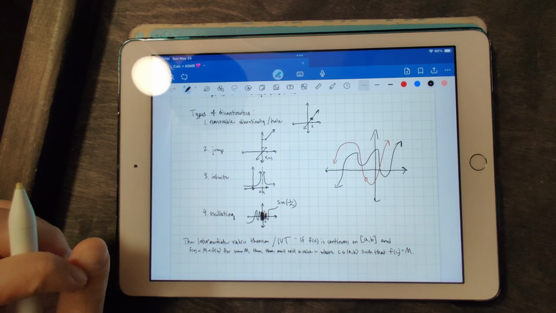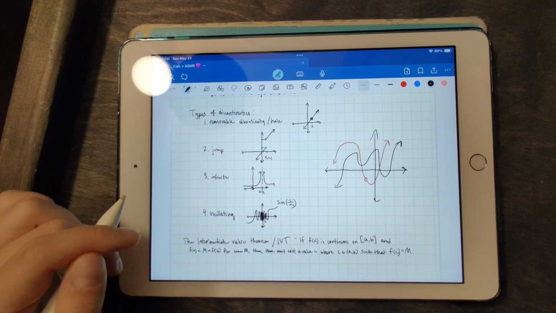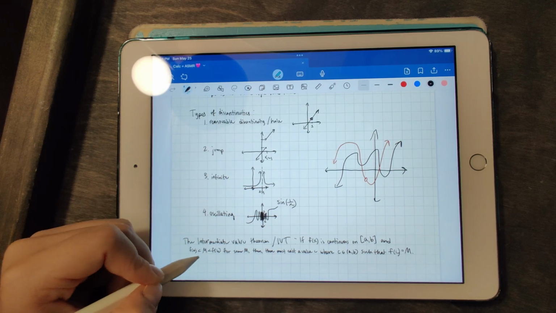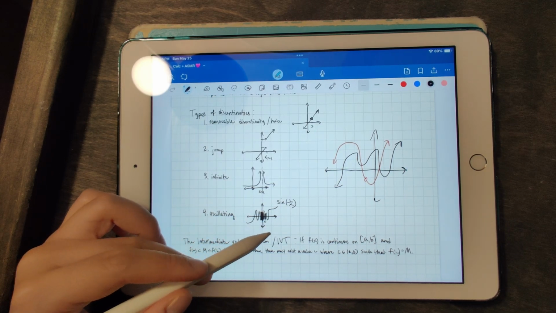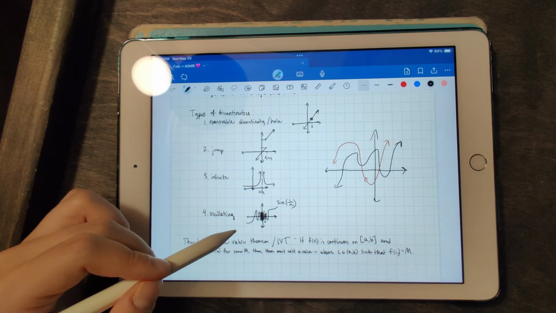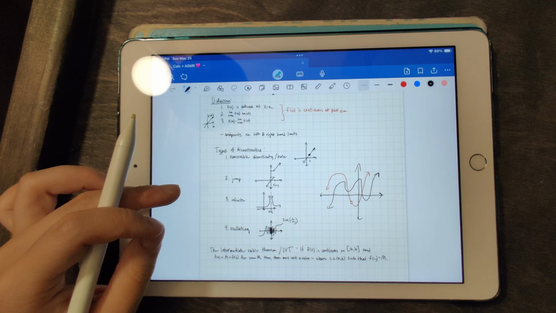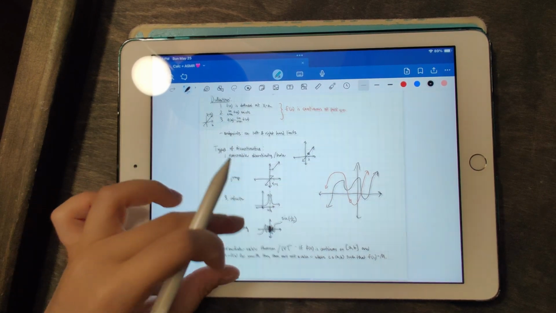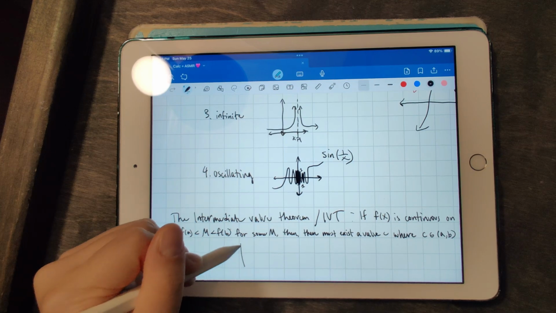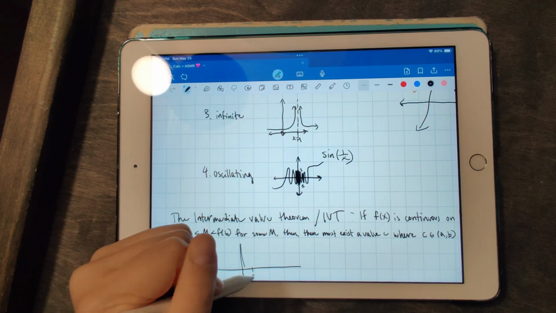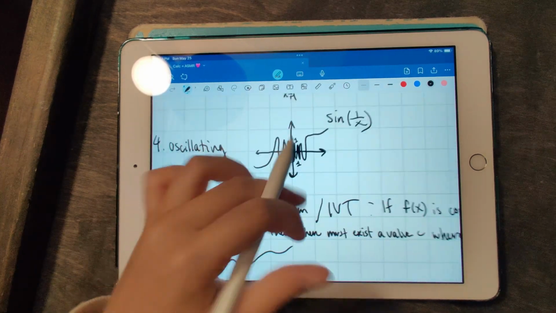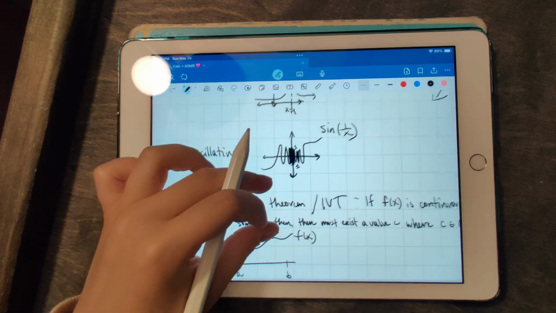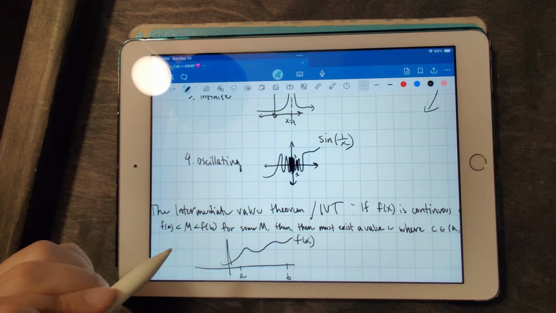If f of x is continuous on the closed interval a to b, and f of a is less than f of b for some m, then there must exist a value c, where c belongs to the open interval a comma b, such that f of c equals m. It's a very wordy definition, but what it essentially means is, let me draw a quick diagram. Say this is a, this is b, and this is f, just a random continuous function f of x, continuous on the closed interval a comma b.